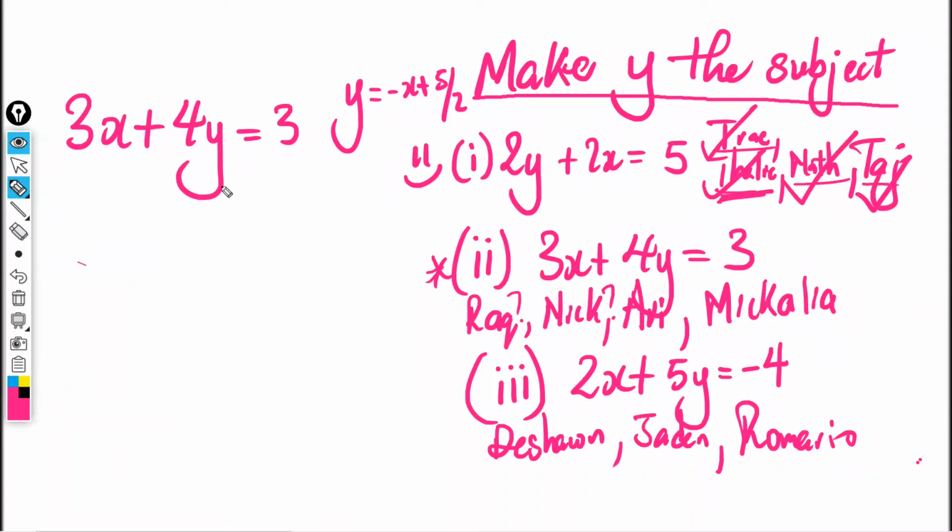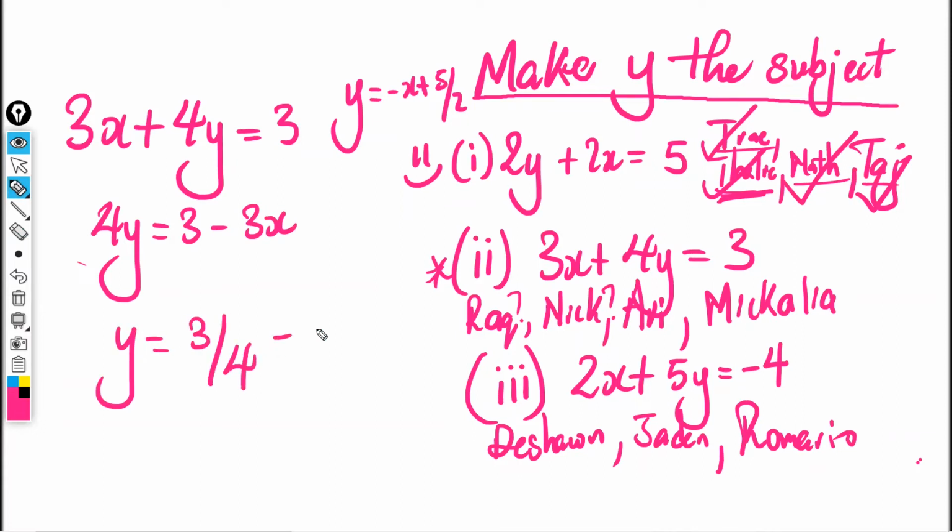It's kind of really simple. We need to make y the subject. So 4y is equal to 3 minus x, sorry, minus 3x. Then we should get y is equal to 3 over 4 minus 3 over 4x. And this should be okay, right? We divided the right side by 4. And we end up with this.